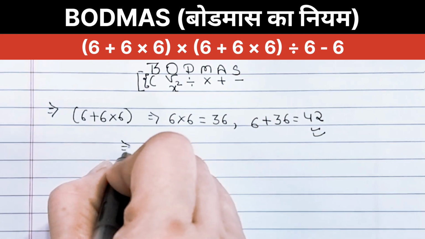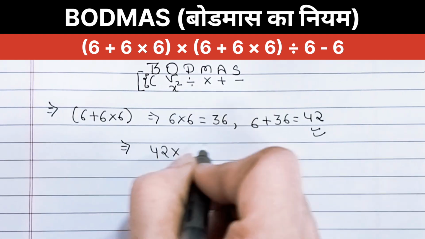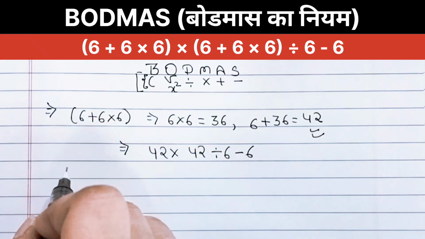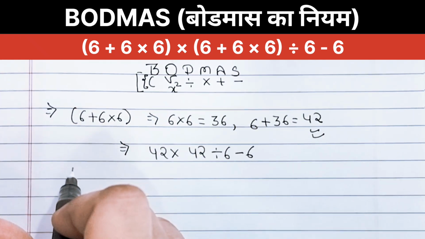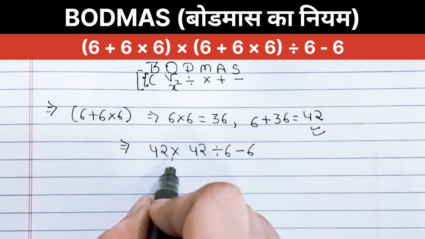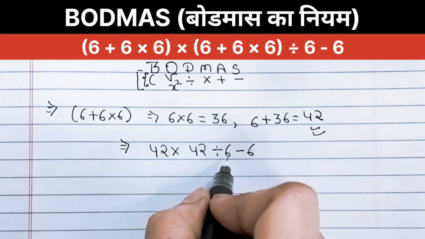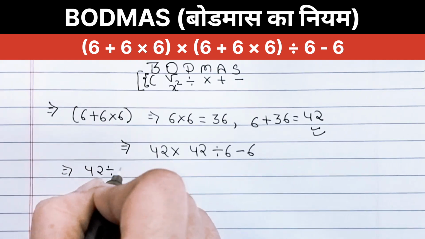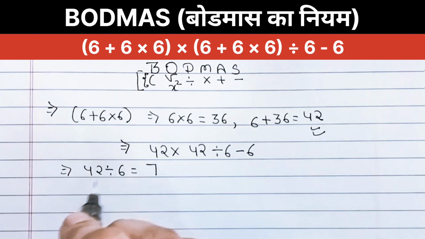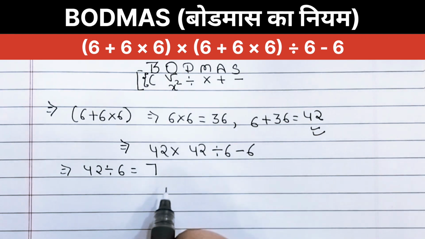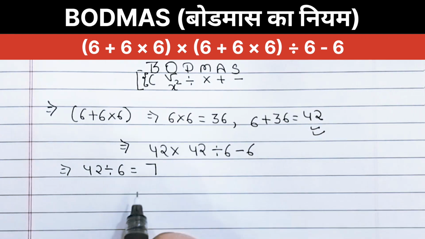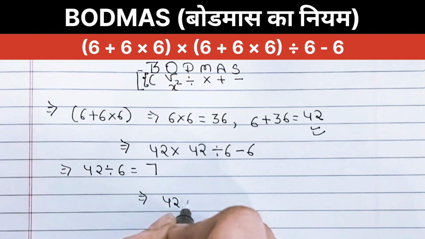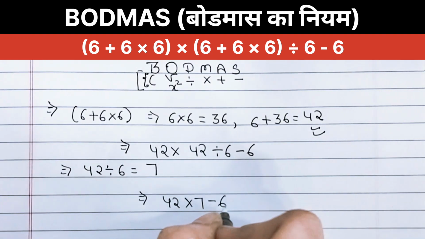So now the current expression becomes 42 multiplied by 42 divided by 6 minus 6. Now step 2, perform division. Looking at the remaining operations, multiplication, division and subtraction, division comes first. So first we calculate 42 divided by 6 equals 7. According to this step, we divide 42 by 6 because the rule prioritizes division over multiplication and subtraction. So now the current expression becomes 42 multiplied by 7 minus 6.